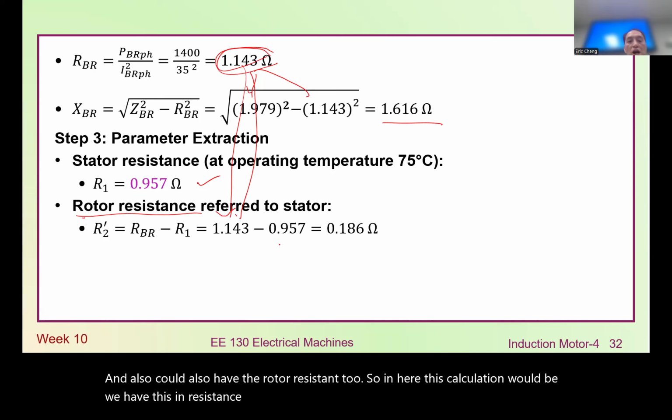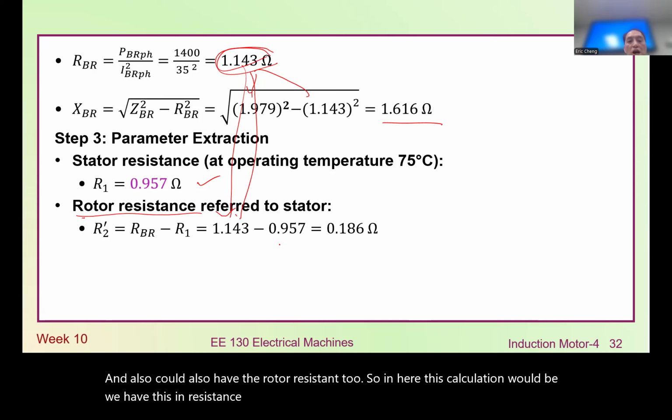In this calculation, we assume that we do not consider the other losses due to the windage loss and also core losses, because in the block rotor test we use low voltage. Again, the core loss will be negligible. Of course, the motor is not rotating, so we don't have any frictional loss or windage loss. So in this case, fair enough, we can use this method to calculate the R2 resistance.